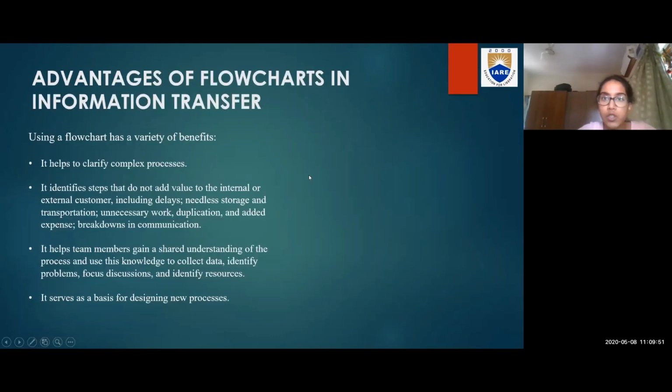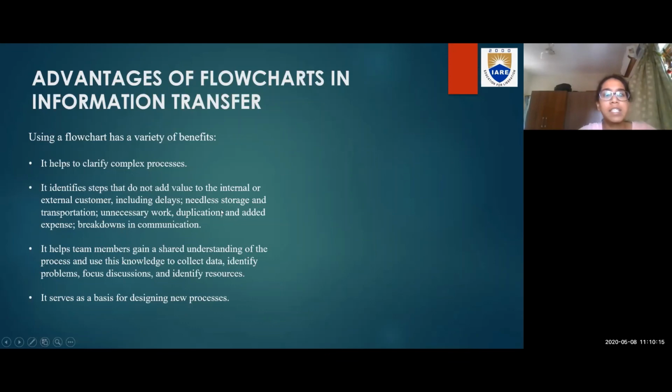Now, advantages of flowcharts and information transfer. Using a flowchart has a variety of benefits. It definitely has a lot of benefits. Here are a few. It helps to clarify complex processes. As I told you, instead of thinking of complex ideas in a more complicated way, you can make them easy and think in an easy way. And flowchart serves the purpose.